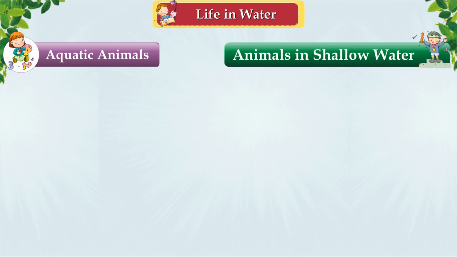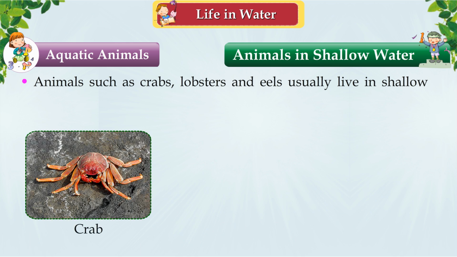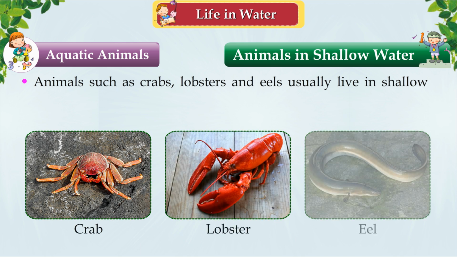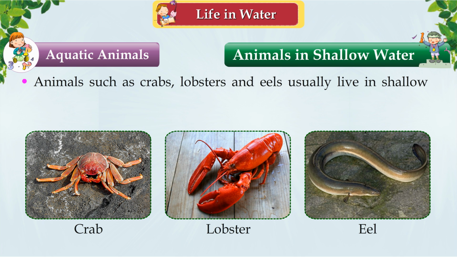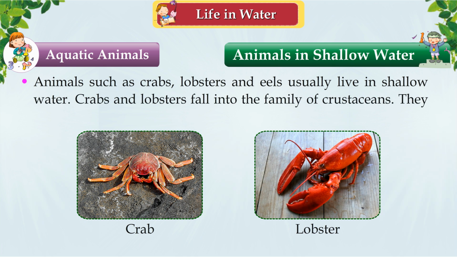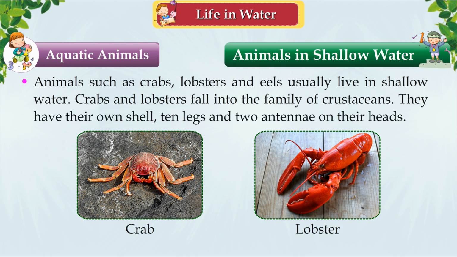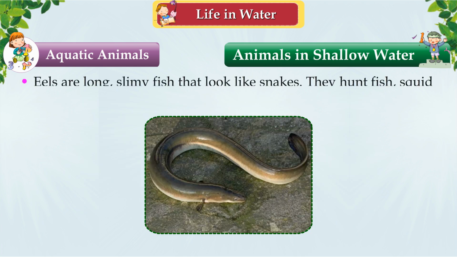Animals in shallow water. Animals such as crabs, lobsters, and eels usually live in shallow water. Crabs and lobsters fall into the family of crustaceans. They have their own shell, 10 legs, and 2 antennae on their heads. Eels are long, slimy fish that look like snakes. They hunt fish, squid, and cuttlefish for food.